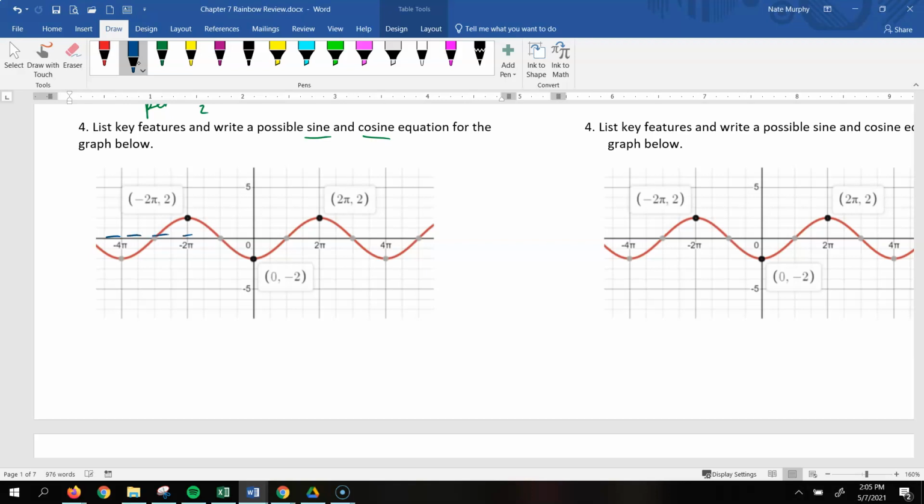So here would be that horizontal line, and I could see the distance between that horizontal line and the maximum value there is actually 2 units. Okay, so this would be 2 units. So the amplitude is 2.